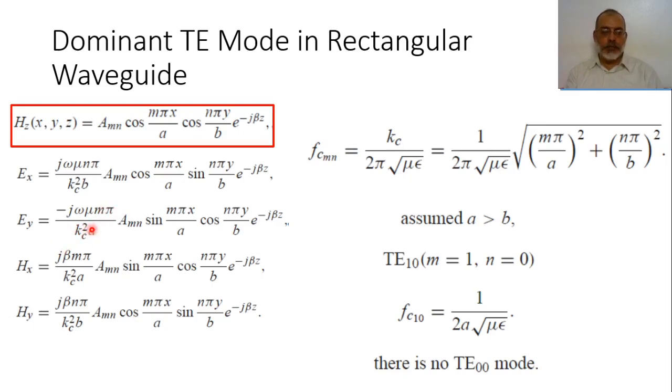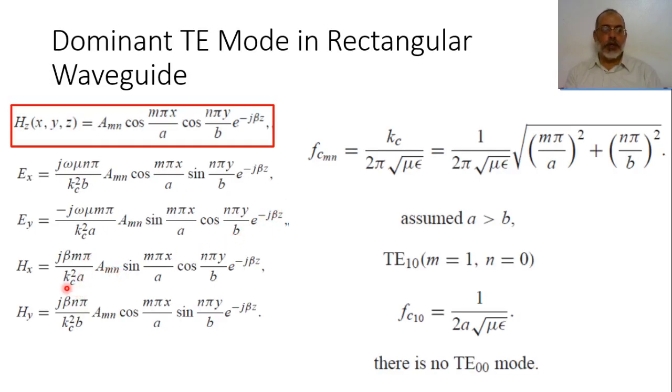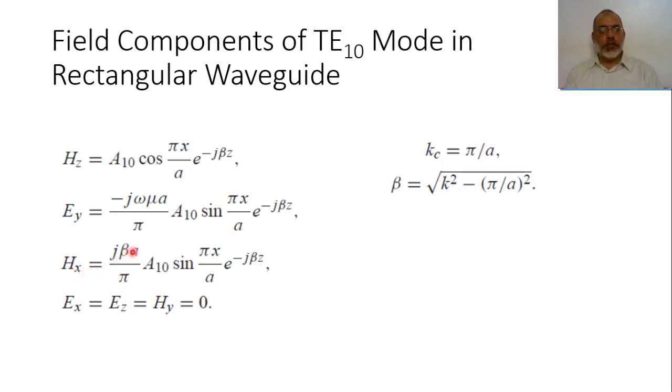So this pi over a and this (pi over a) squared can be reduced to kc. So Ey would be minus j omega mu pi over a, which is 1 over kc, A10 sine of pi x over a, e to the power minus j beta z. In a similar way, for Hx, with pi over a here and pi over a squared here, this would be a over pi. So Hx is j beta a over pi, A10 sine of pi x over a, e to the power minus j beta z.